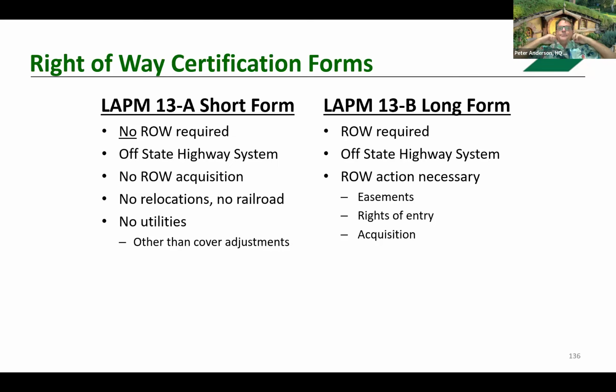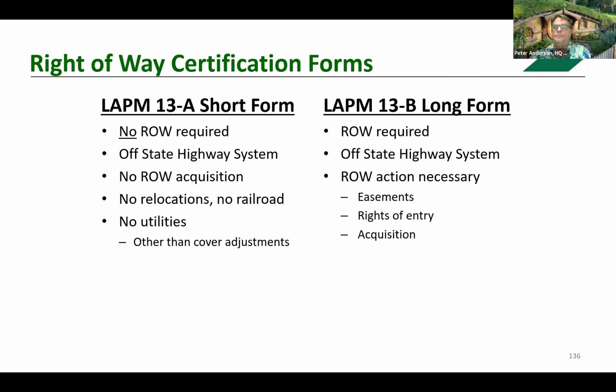Continuing on with right-of-way now. So for local assistance projects off the state highway system, local assistance provides two different forms for certifying the right-of-way, called the 13A, which is known as the short form. And this may be used if there are no right-of-way activities involved with the project except for utility cover adjustments.